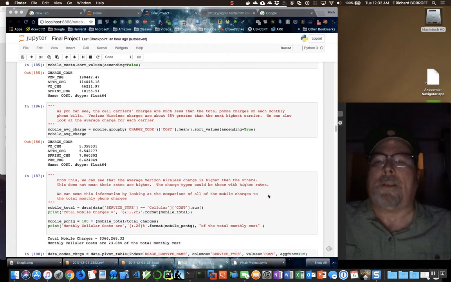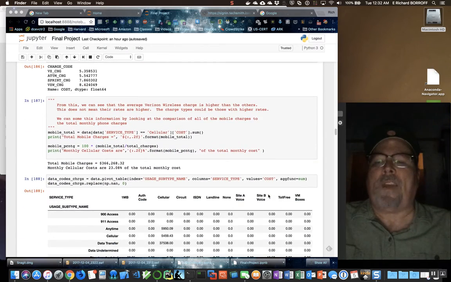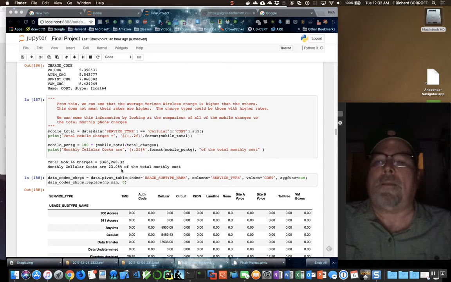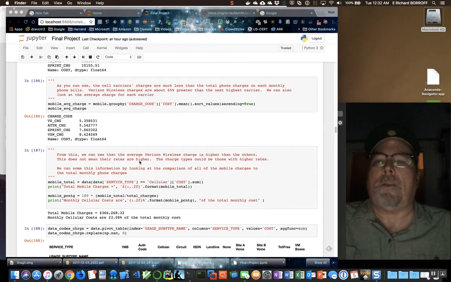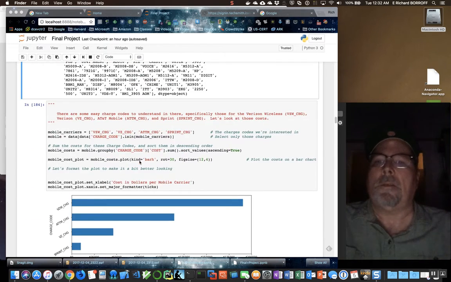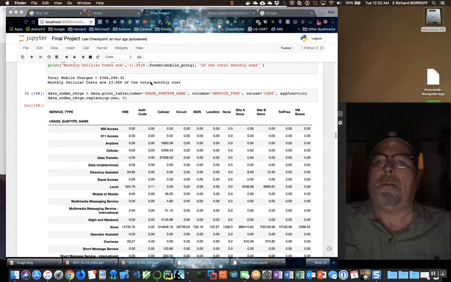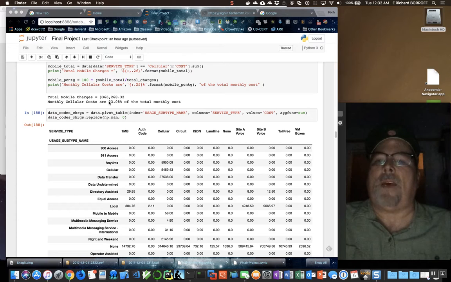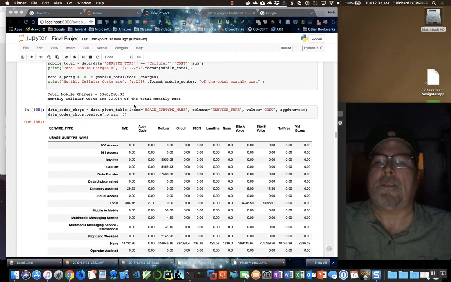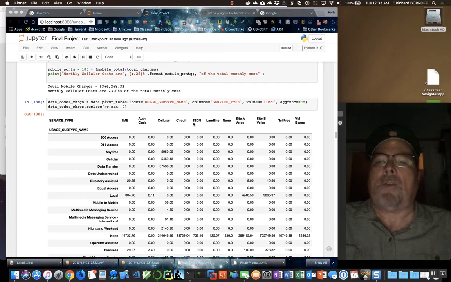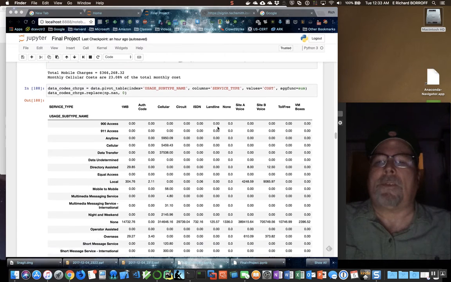I could also find out what fraction of the total phone bill, which is given here, was given by the cellular charges. 23% of the total charges on the phone bill were cellular charges. Using pandas, I could create pivot tables.